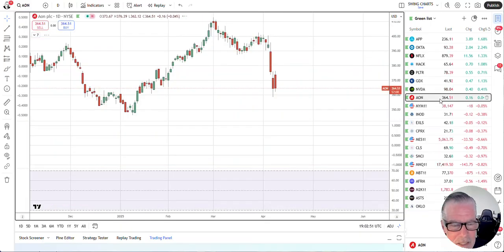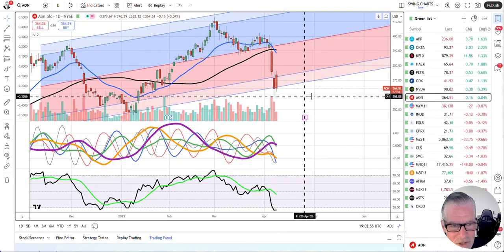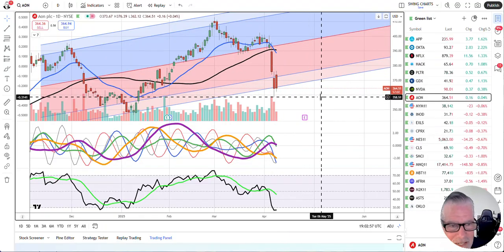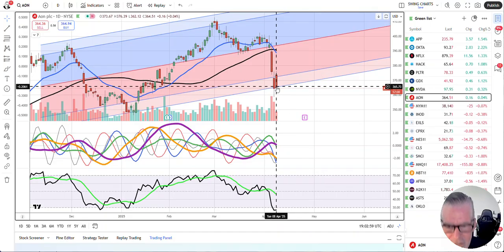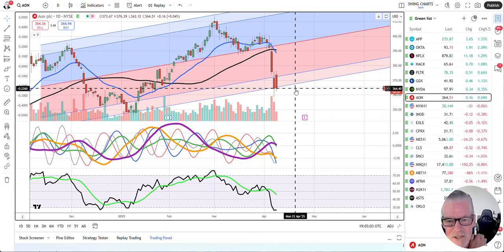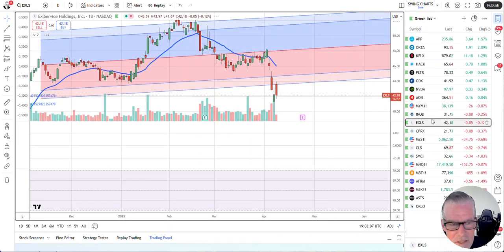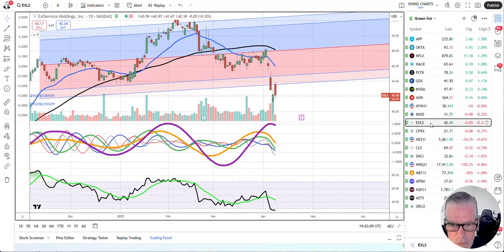AON is from the IBD leaderboard, and it had a couple of bad days, started to recover today. Not quite there yet, but let's keep an eye on this. Down in the pink zone of an uptrend. And there aren't too many stocks that look like that. EXLS is another IBD leaderboard stock.